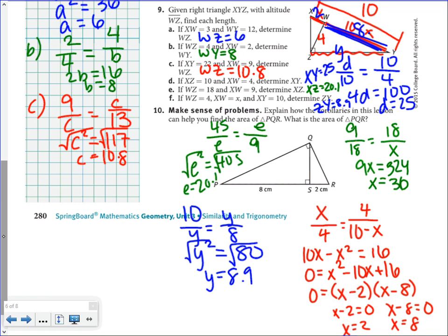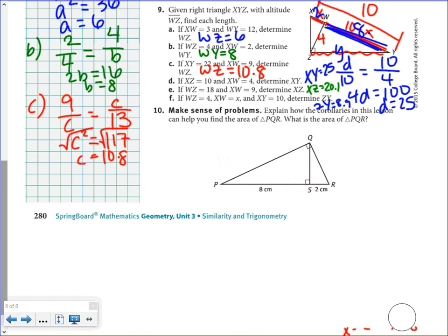So now let's look at number 10. I'm going to erase some of this work so that we can see our figure a little bit better. Explain how the corollaries in this lesson can help us find the area of this triangle, and then actually find the area of it. So we know that area of a triangle is 1/2 base times height. We know that the base length here is 10 because it's 8 plus 2, and the corollary will allow us to find the height because it is our altitude of our right triangle.